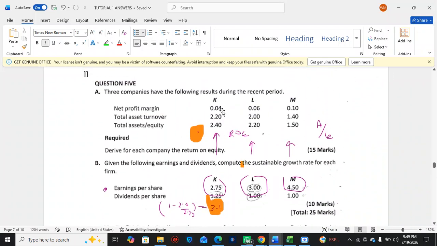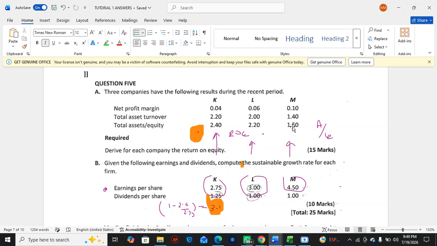So for company K, for every 1 kwacha in equity, they have 2 kwacha 14 ngwe in assets. Company L, for every 1 kwacha of equity that they have, 2 kwacha 20 ngwe in assets. Company M, for every 1 kwacha of equity, they have 1 kwacha 50 ngwe in assets.